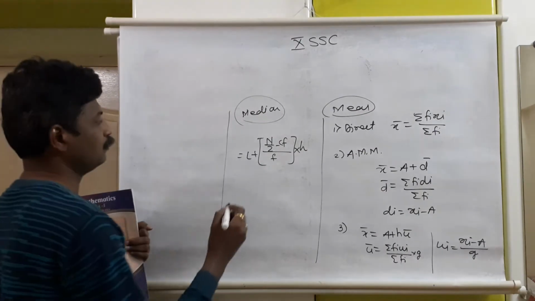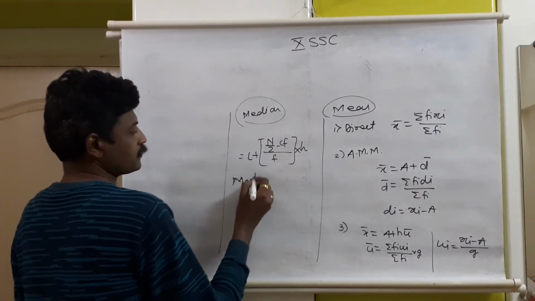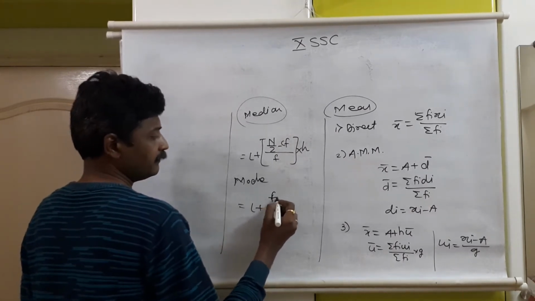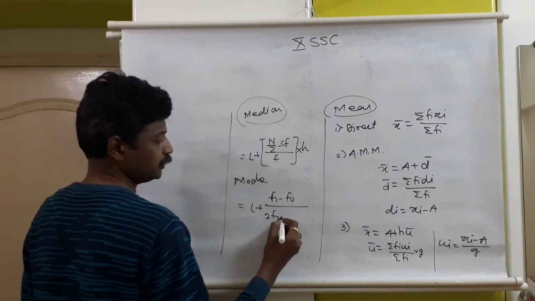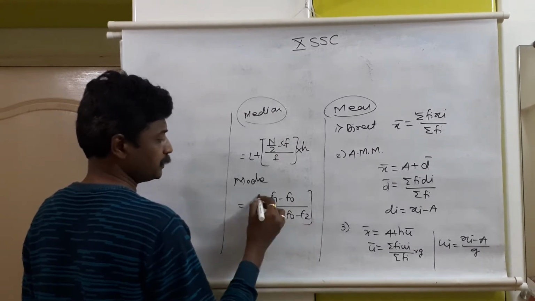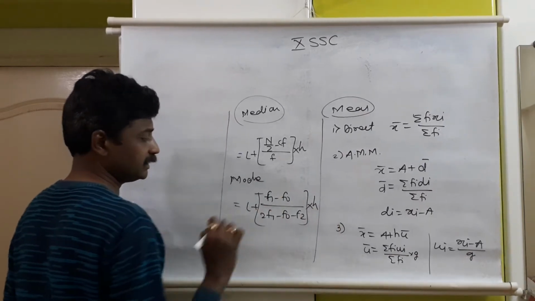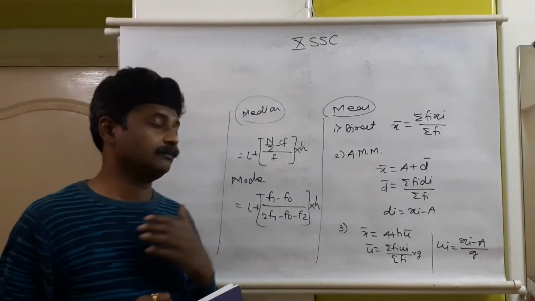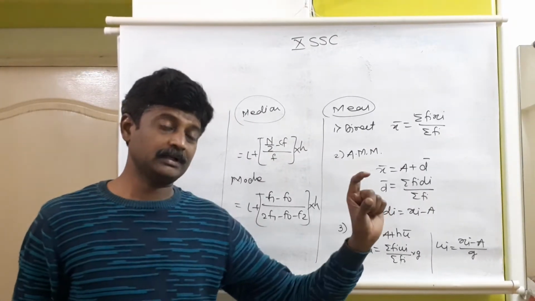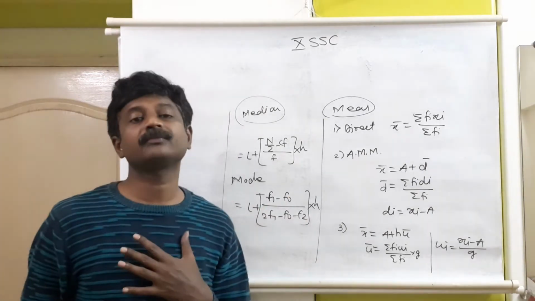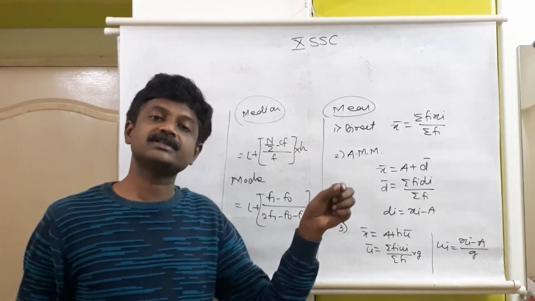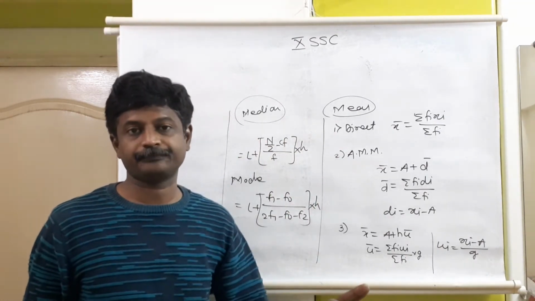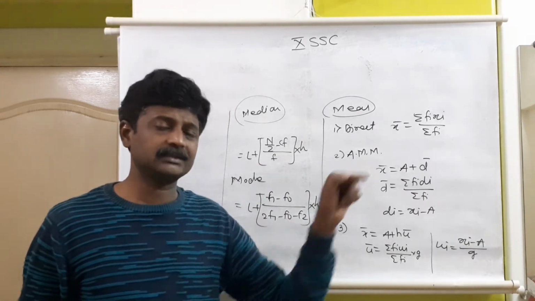The third central tendency is mode. To find the mode, as we have seen, mode is equal to L plus (F1 minus F0) upon (2F1 minus F0 minus F2), bracket complete, into H. So many terms are there. Same way as we found the median class, we have to first find the modal class. Once we get the modal class, all these values will be clear to us. How to find the modal class? See the maximum frequency class. The class whose frequency is maximum in the given data will be the modal class. So first mark the modal class.